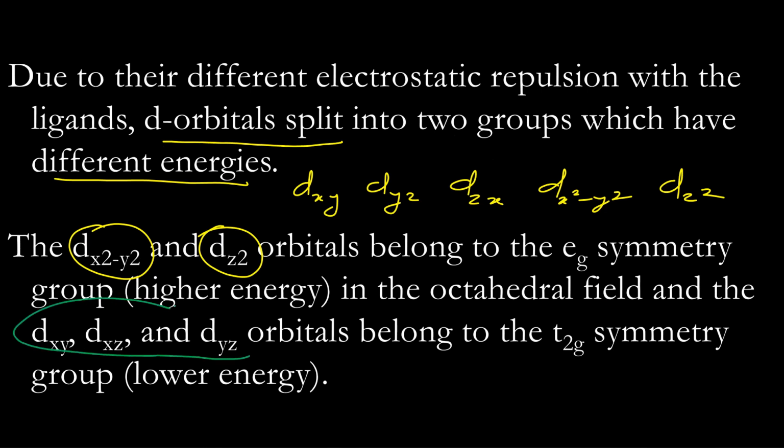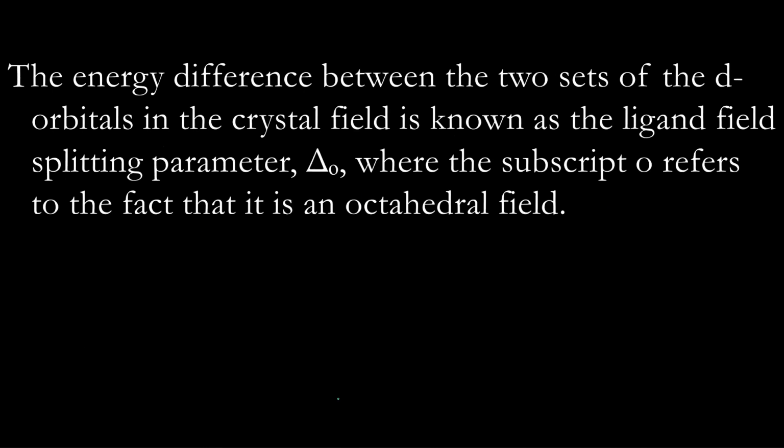So these dxy, dyz, dzx orbitals belong to T2G symmetry and they are more stable. Lower energy means more stable. I will show you the diagram as well; it will be more clear. Then the energy difference between the two sets, T2G and Eg: Eg is less stable, T2G is more stable. I am talking about the octahedral field. Whatever is for the octahedral field, for the tetrahedral field it will be opposite.